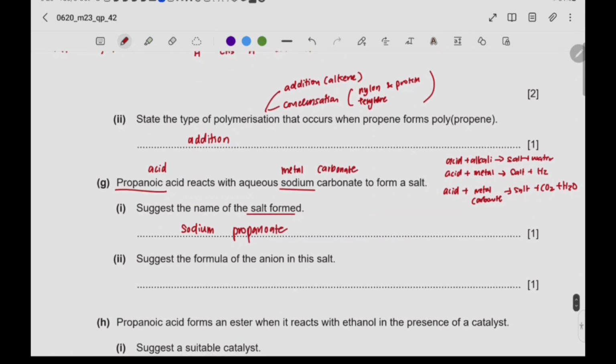Okay. What is the formula of the anion? Anion is the negative ion. Don't get confused. Cation, with the T, you can see, is the positive ion. Okay, so anion, because acid is H plus, and propanoate is 3 carbons. So Na plus, CH3CH2COO negative. Very simple, right? 1, 2, 3, 3 carbons.